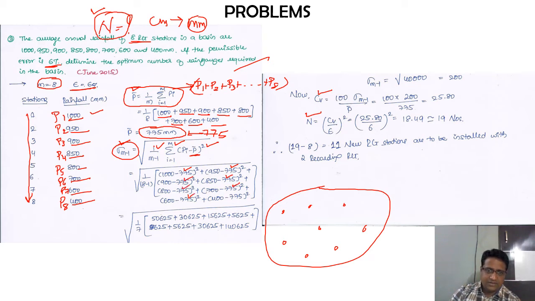Similarly, your first term will be varying from 1000, which is P1, 950 is P2, 900 is P3, 850 is P4, 800 is P5, 700 is P6, sorry, 700 is P6, 600 is P7, and 400 is P8.